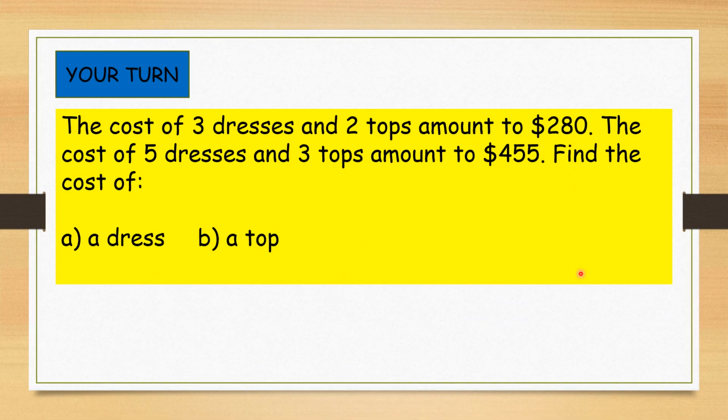It is your turn. Here we have another question. The cost of 3 dresses and 2 tops amounts to $280, and the cost of 5 dresses and 3 tops amounts to $455. Find the cost of a dress, find the cost of a top.